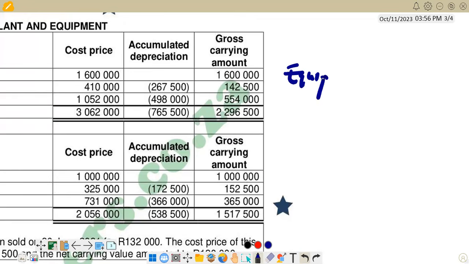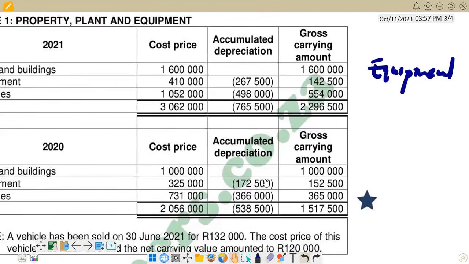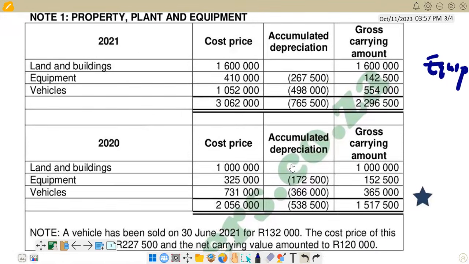Depreciation for equipment. We are going to say accumulated depreciation. This was 2020 and this was 2021. So for 2021, the accumulated depreciation for equipment, let's try to see there. The accumulated depreciation for equipment. Equipment is the second row here and here.